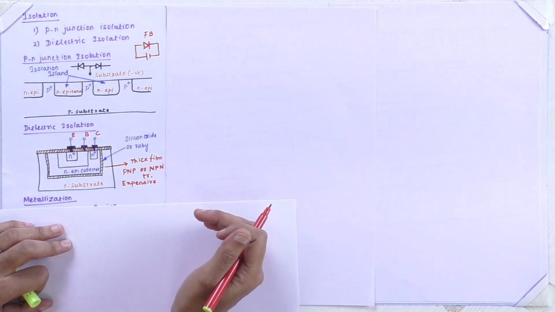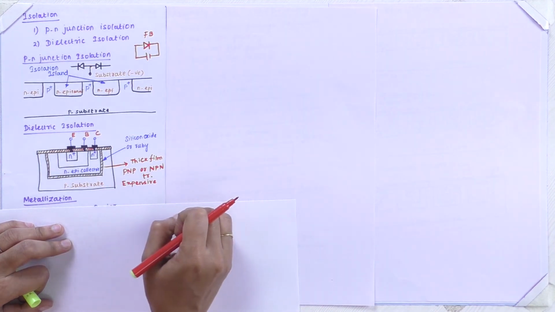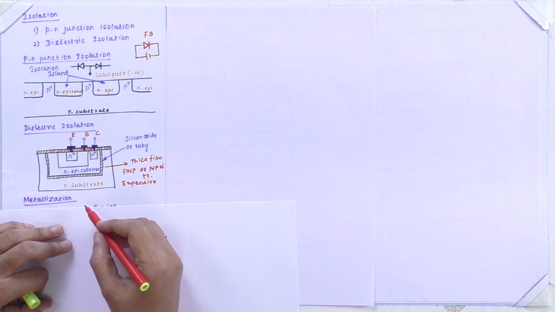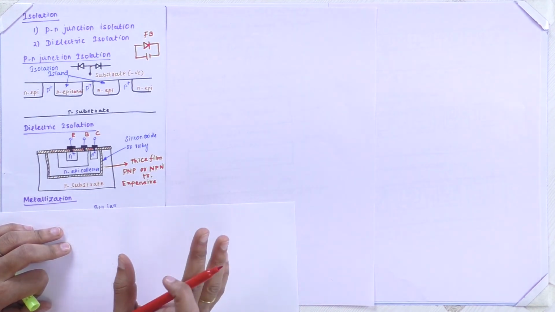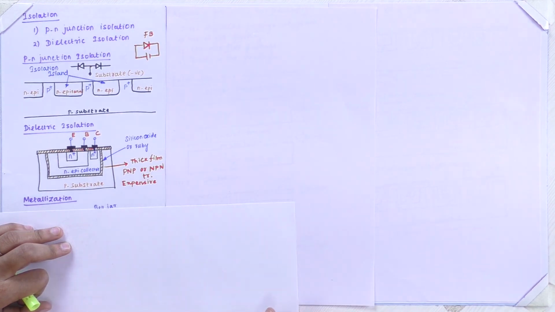Next comes the metallization. So metallization is nothing but giving interconnections to the components. So here the metallization uses aluminum as the most important metal. This preferred metal is a good conductor, and it has a good bonding with the silicon wafers. So next comes the metallization process.